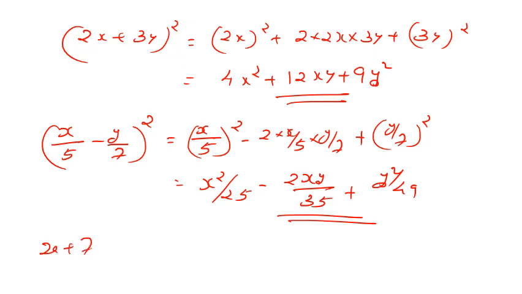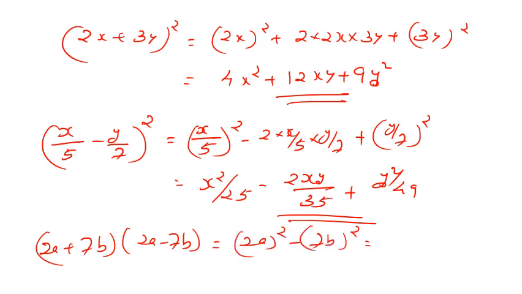Now another is 2a plus 7b into 2a minus 7b. This is of the form a plus b into a minus b. What is it? a squared minus b squared. So what is it? 4a squared minus 49b squared. So this is the expansion problem.